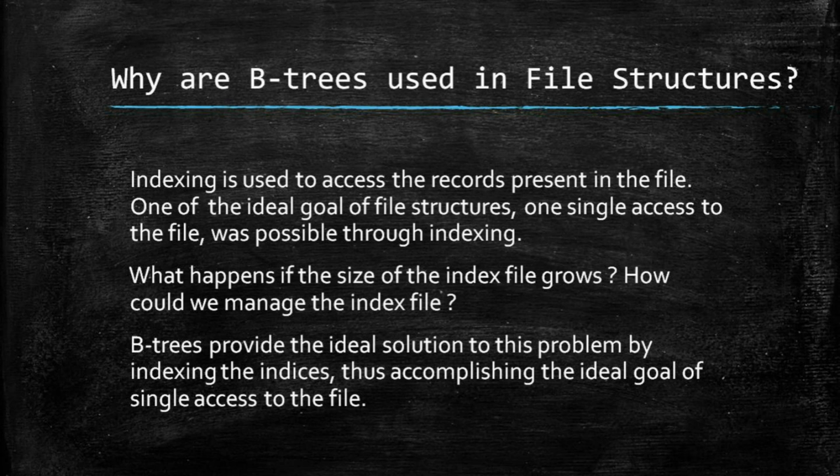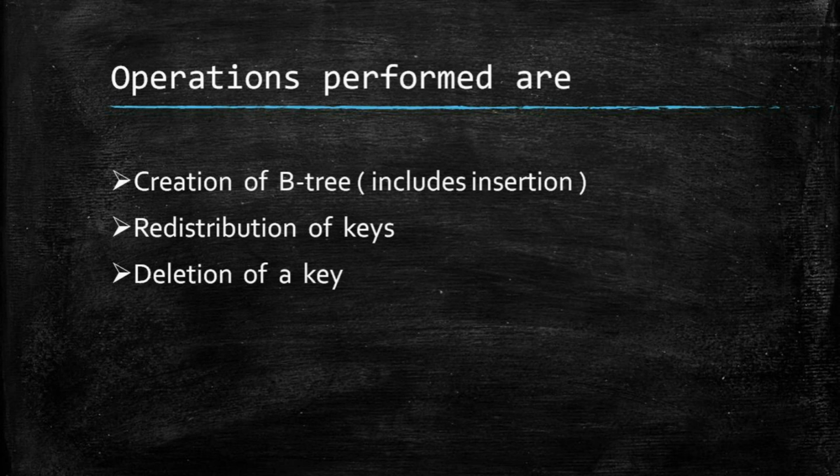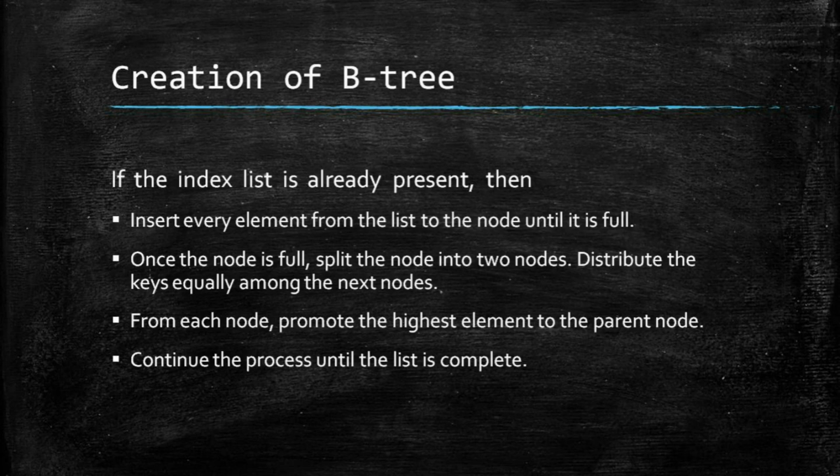The question that arises here is: what if the index itself increases in size due to a large amount of data? How could we reduce the size of the index file that is present in the primary memory? B trees provide an appropriate solution to this problem by indexing the indices, so that the ideal goal of retrieving the data in a record by a single access can be accomplished. These are some of the common operations that are performed on B trees.